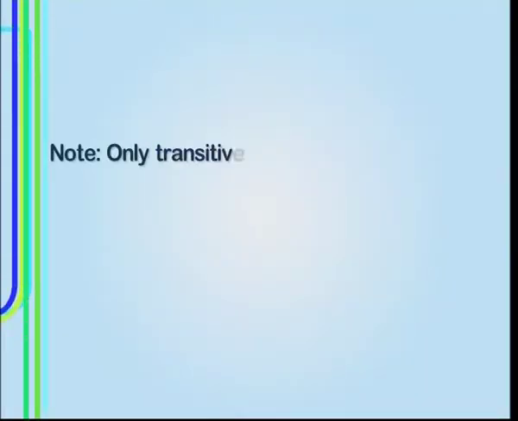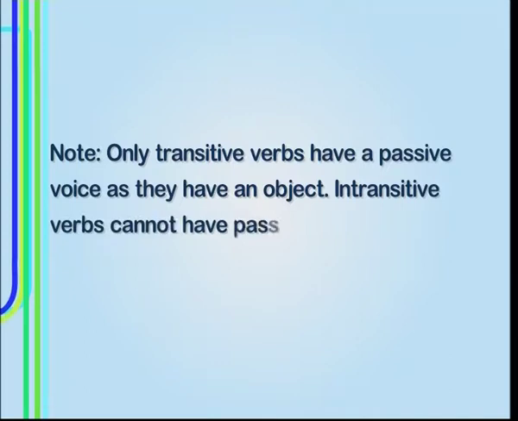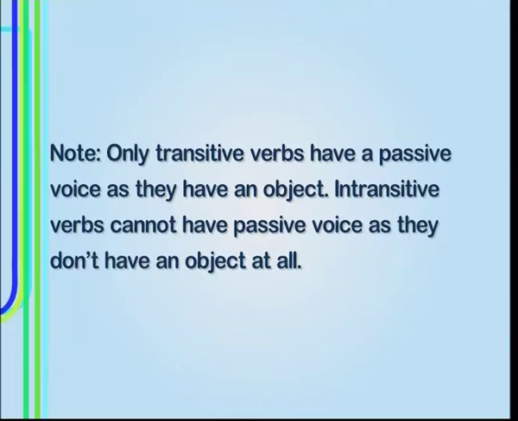So here we have to note that only transitive verbs have a passive voice as they have an object. Intransitive verbs cannot have passive voice as they don't have an object at all.